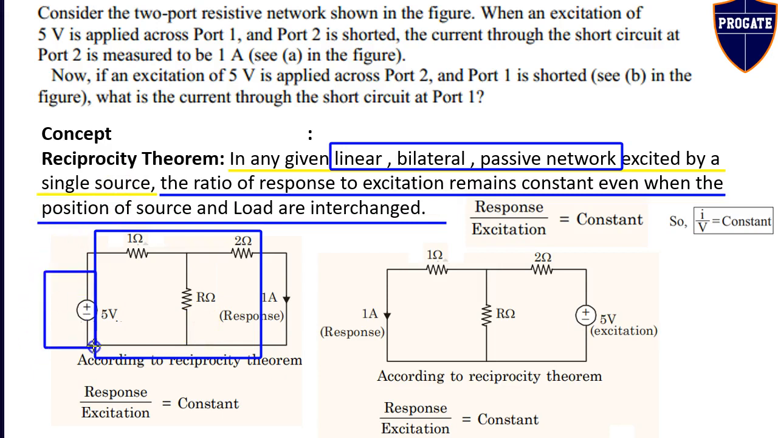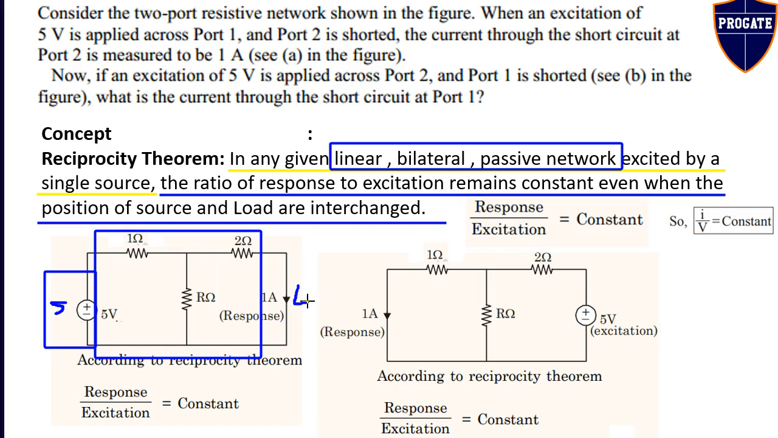Yes, only one source is present. So the entire if statement is true, and now we can apply the then statement. The then statement states that the ratio of response to excitation remains constant even when the position of source and load are interchanged. So this is nothing but the source, and this is nothing but the load, that is, the short-circuited load.